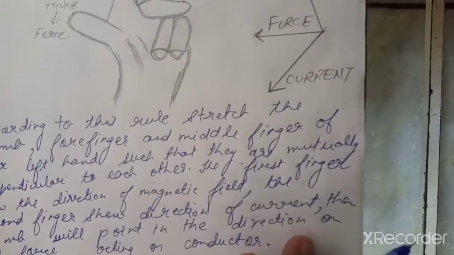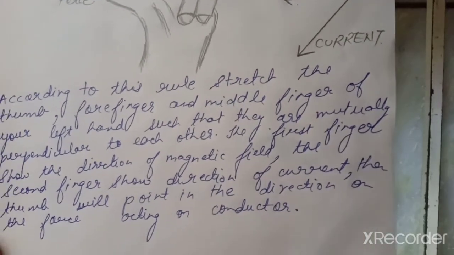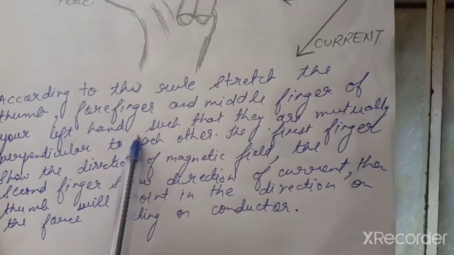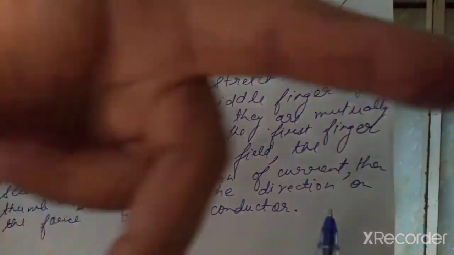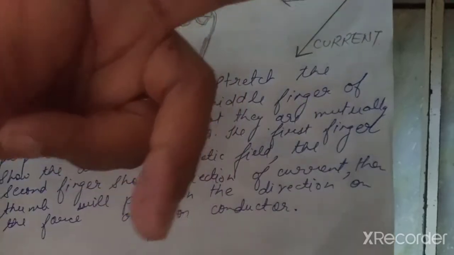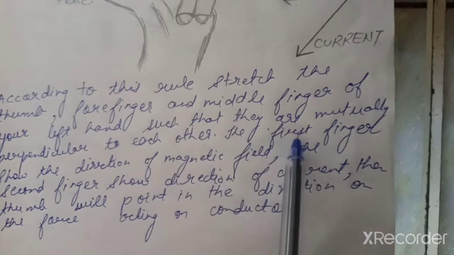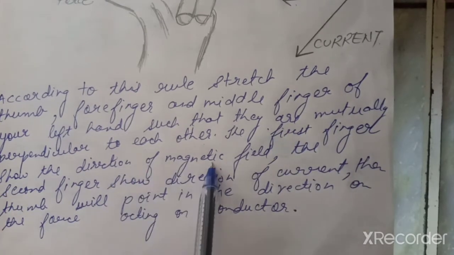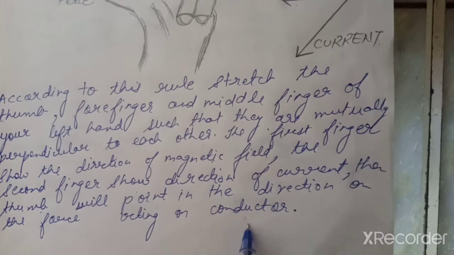According to this rule, we have to stretch the thumb, forefinger and middle finger of the left hand such that they are mutually perpendicular to each other, meaning they make a 90 degree angle. When all three are perpendicular to each other, the first finger shows the direction of the magnetic field, the second finger shows the direction of current, and the thumb points in the direction of the force acting on the conductor. So this is the statement of Fleming's left hand rule.